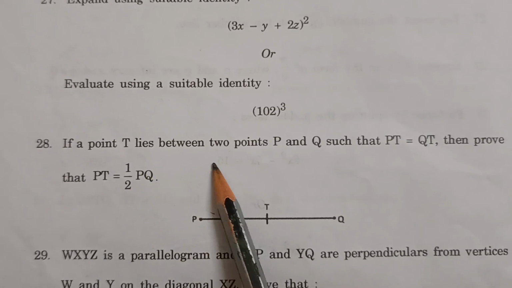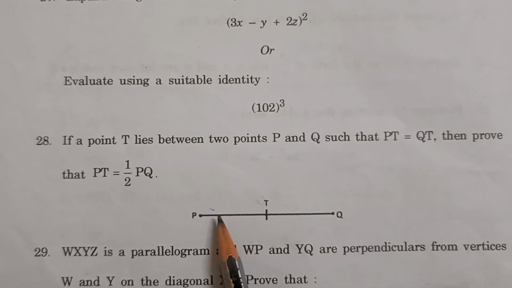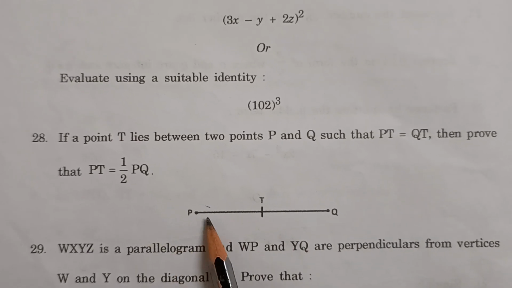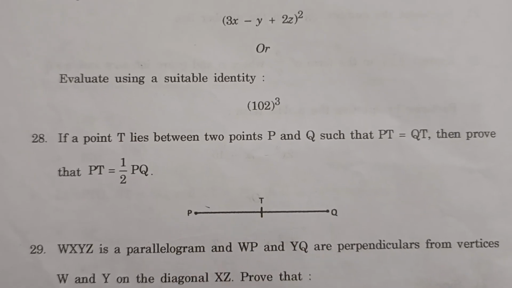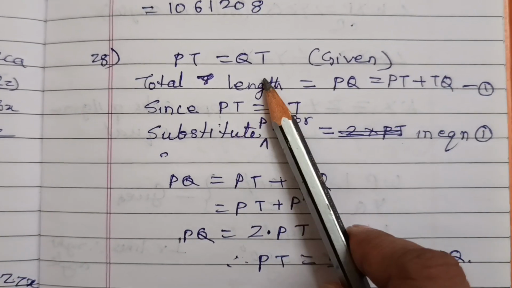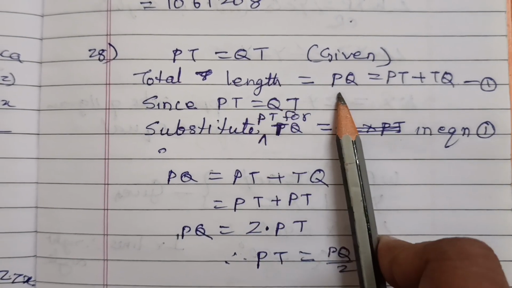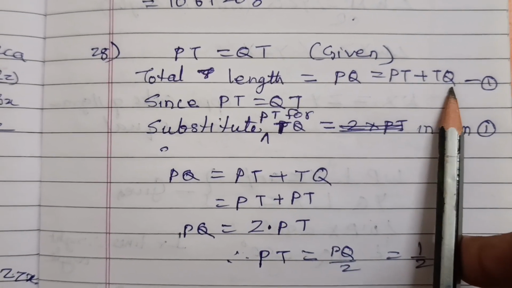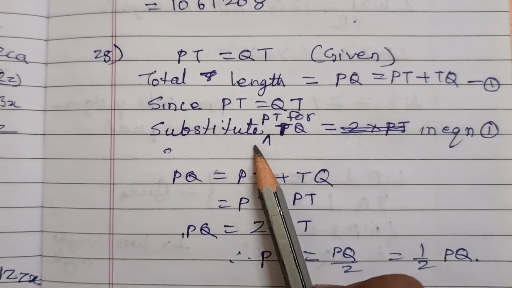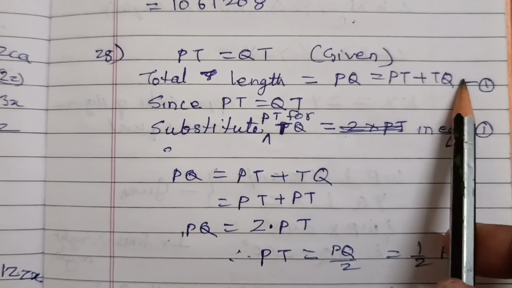Question number 28. If a point T lies between 2 points P and Q such that PT is equal to QT, then prove that PT is half of PQ. We can solve this as PT is equal to QT, which is given. Then total length is PQ. That is PT plus TQ is PQ. And since PT is equal to QT, substituting PT for TQ in equation 1.